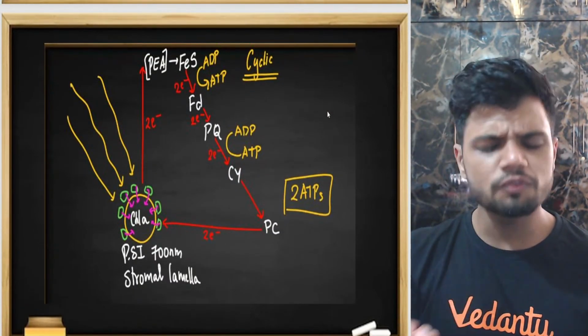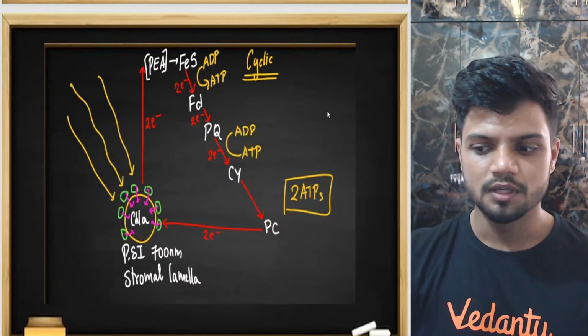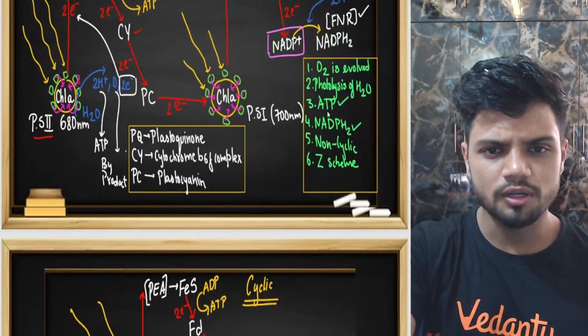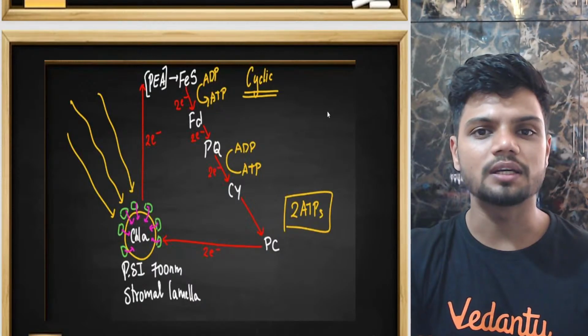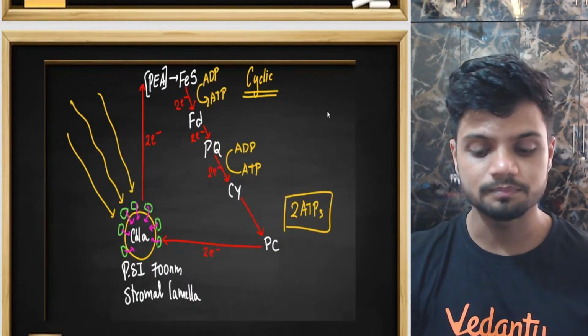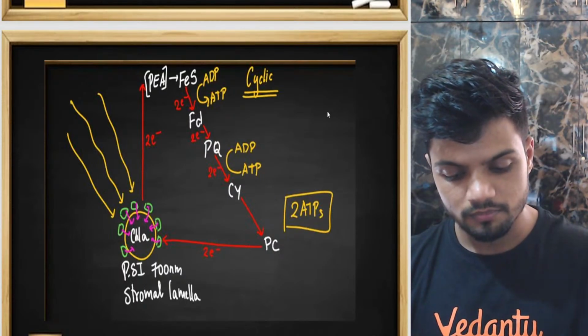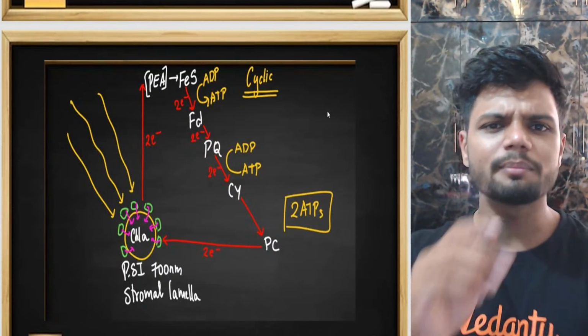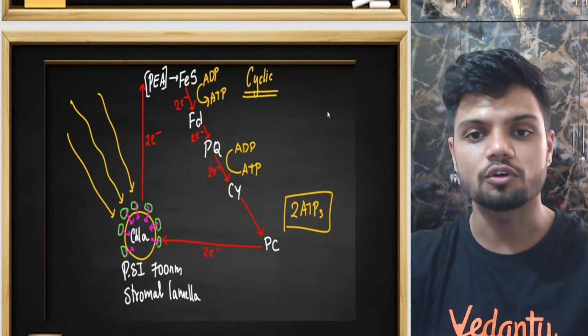A lot of questions will directly come from cyclic and non-cyclic. But if you remember, in your non-cyclic and cyclic, did we mention that there is formation of ATP and NADPH? Quickly tell me in the chat. Your answer would be yes, obviously.